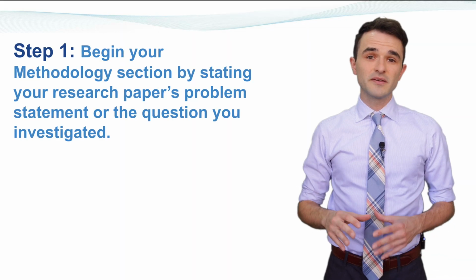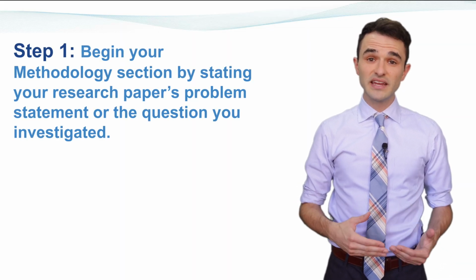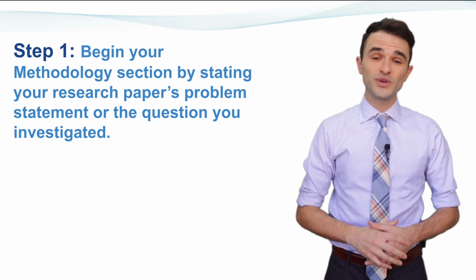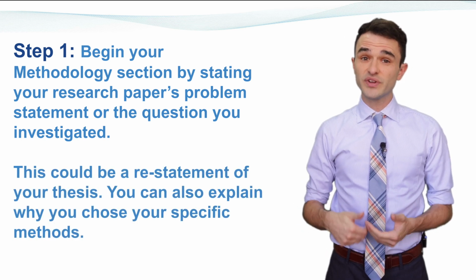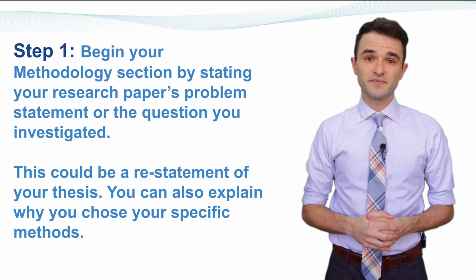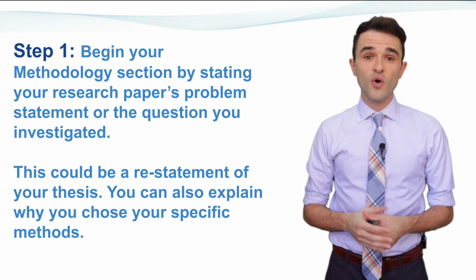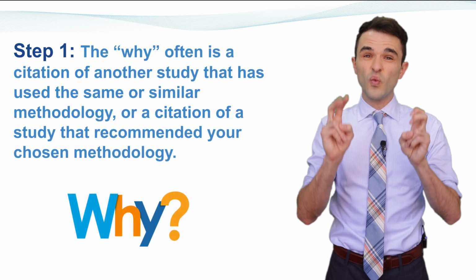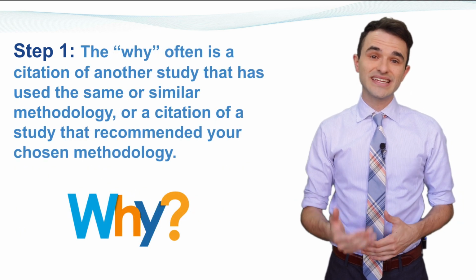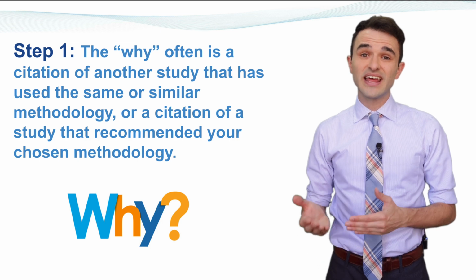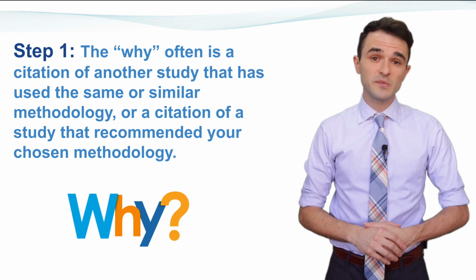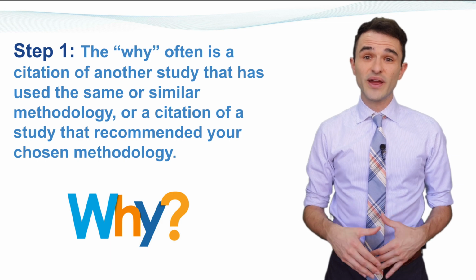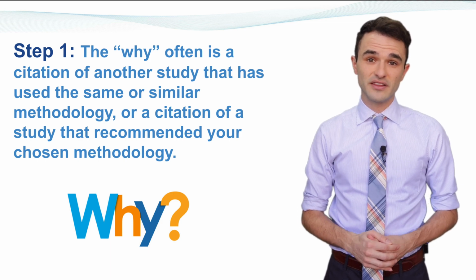Step 1. Begin your methodology section by stating your research paper's problem statement or the question you investigated. This could be a restatement of your thesis. You can also explain why you chose your specific methods. The why often is a citation of another study that has used the same or similar methodology, or a citation of a study that recommended your chosen methodology.